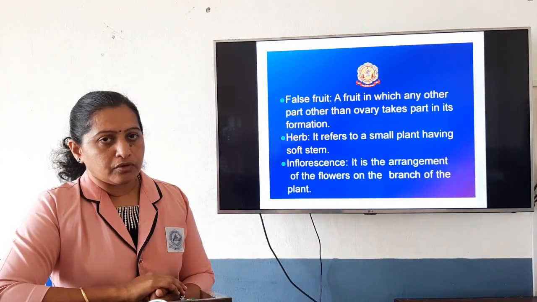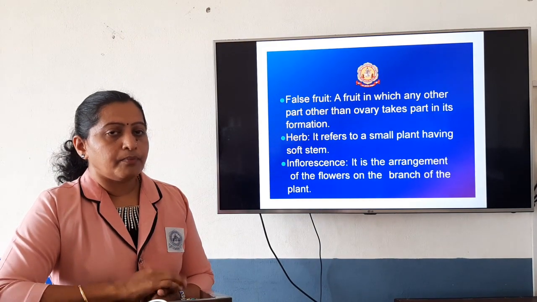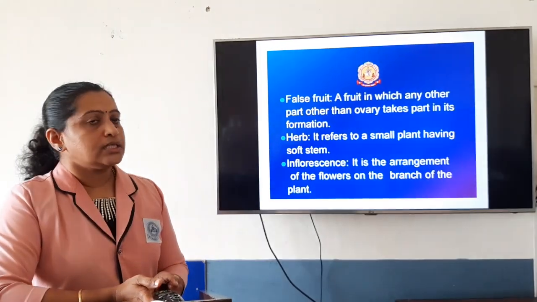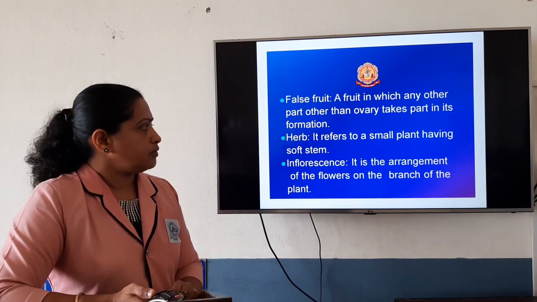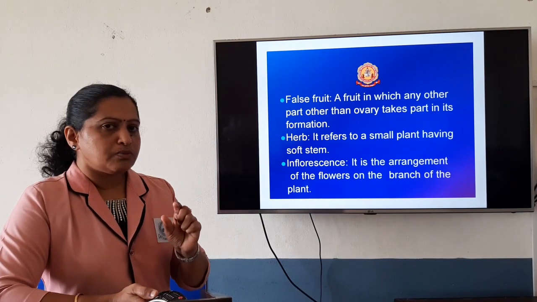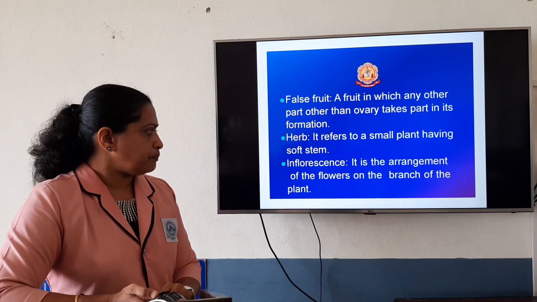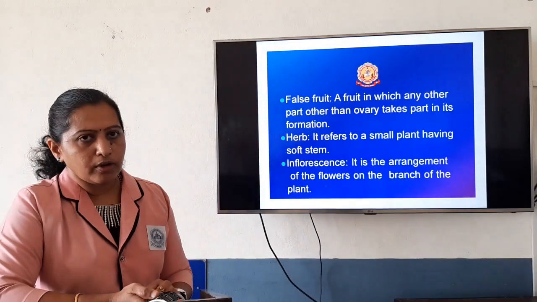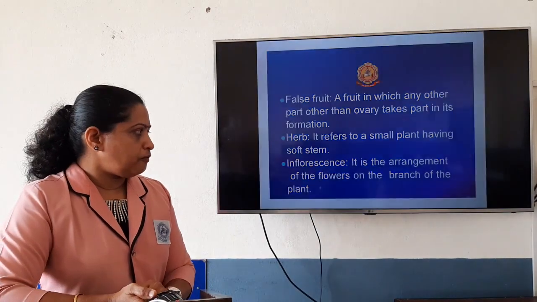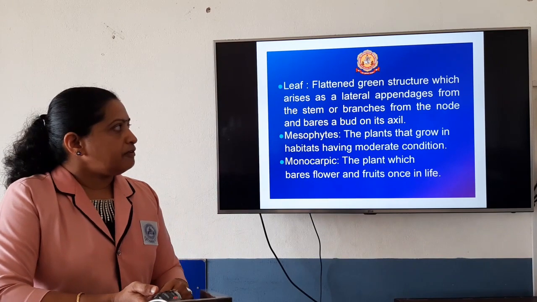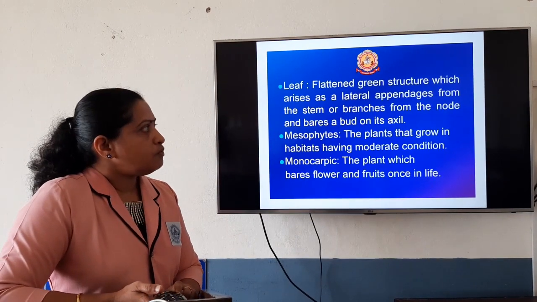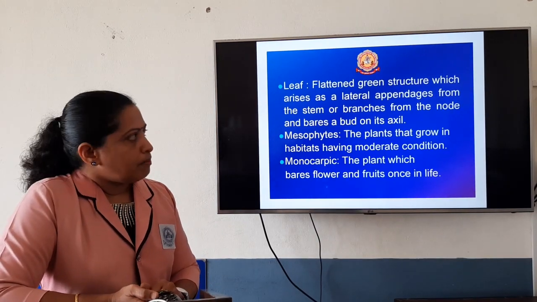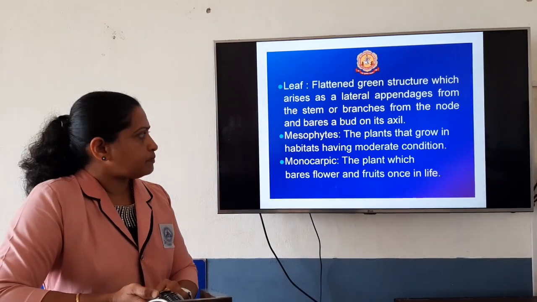Apple is a false fruit. Here in both cashew as well as apple, the thalamus of the flower is involved in fruit formation in addition to ovary. So it is termed as false fruit. Okay. Herb. Herb refers to very small plant having very soft stem. Inflorescence. Inflorescence is arrangement of flowers on the floral axis or on the branch of a plant. Leaf. Leaf is a flattened green structure which usually arises as lateral appendage from the stem or from the branch, especially in the nodes.